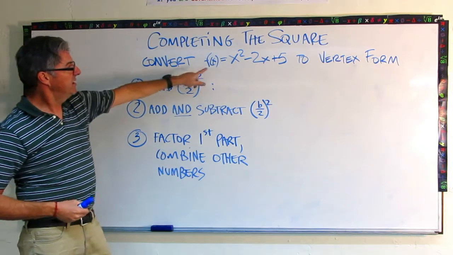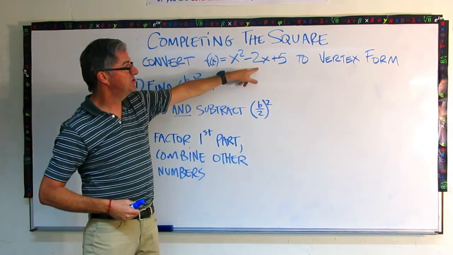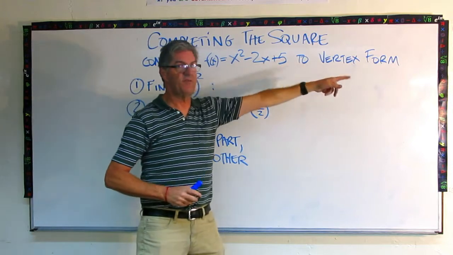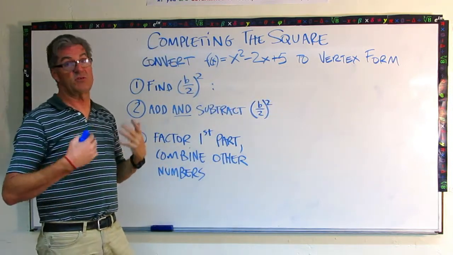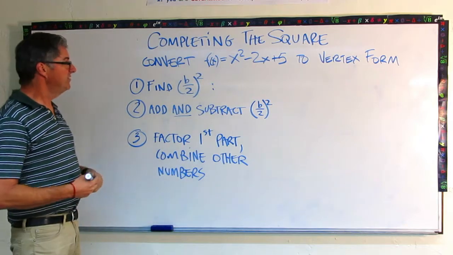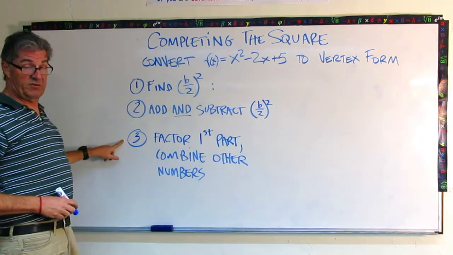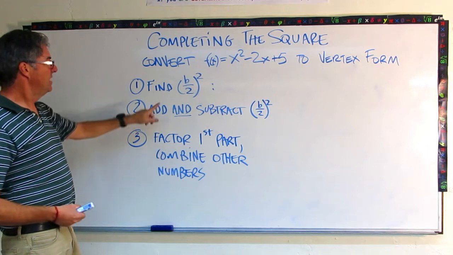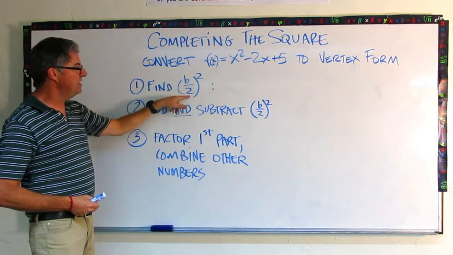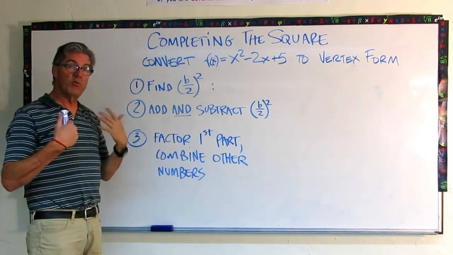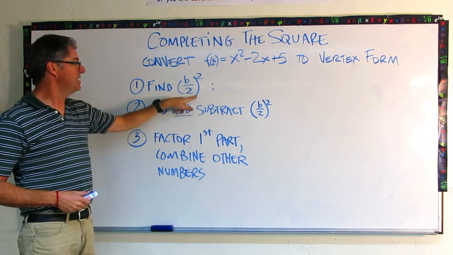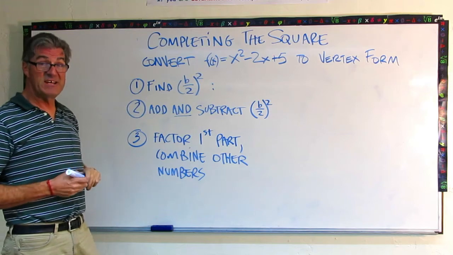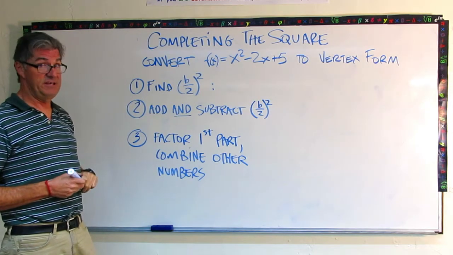So convert f of x equals x squared minus 2x plus 5 to vertex form. You might see an instruction like that on an exercise set or on a quiz or on a test. Okay, so here are the first three steps that get you to vertex form. You need to find this thing called b over 2 squared. If you remember when we completed the square to solve quadratics, this was an essential piece. So we need to first just find what b over 2 squared is.